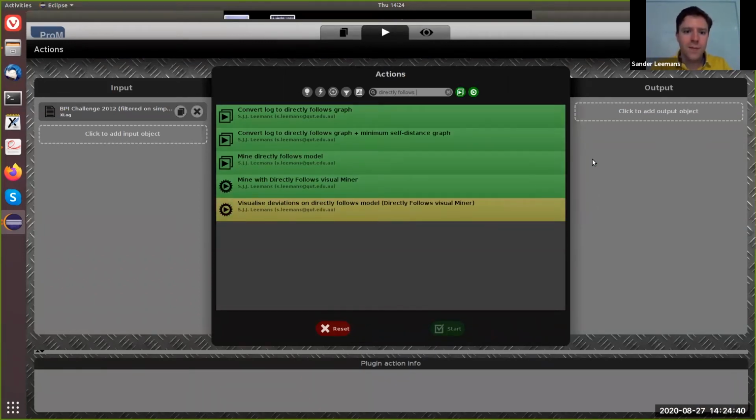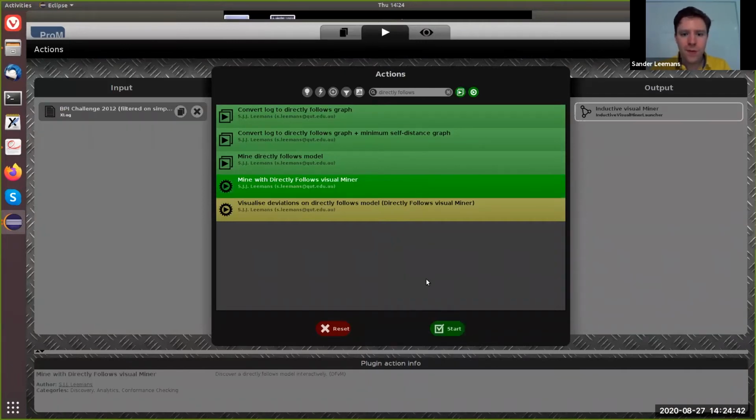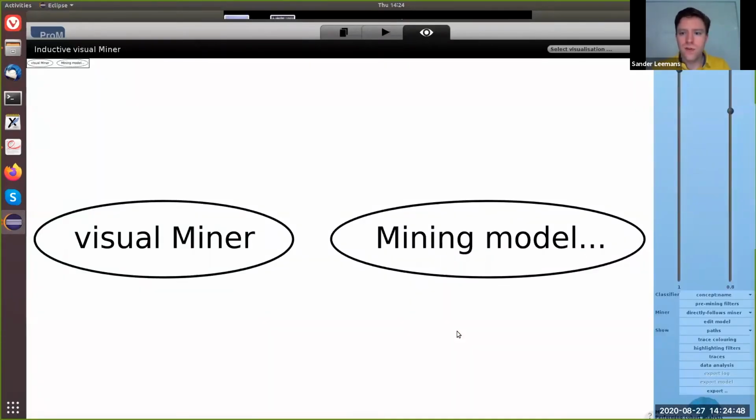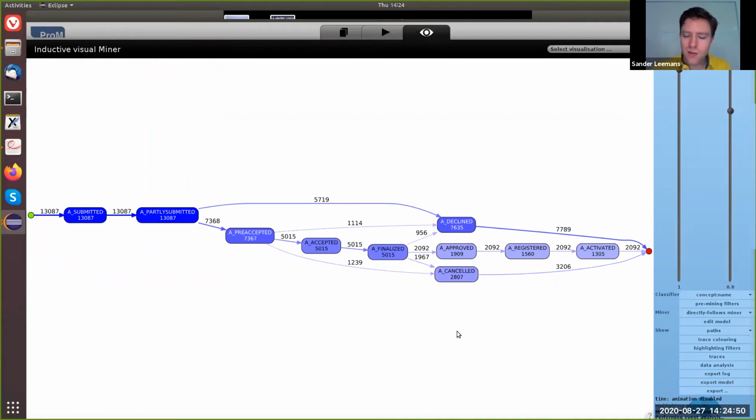Now we start the visual miner. A couple of things are going to happen quite quickly. First of all, it's going to discover a model. That's done now. And after that, it has performed conformance checking, and that has also finished before I could even finish my sentence. So this is the visualization of a process model that we're now looking at. There was no input from my side. This just comes from the log.